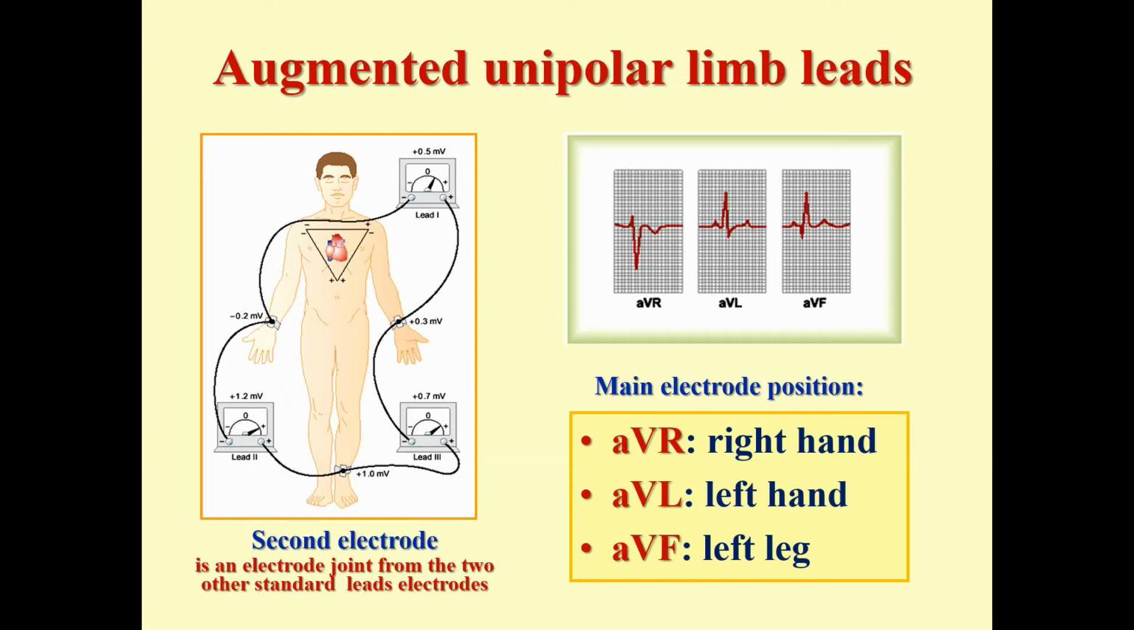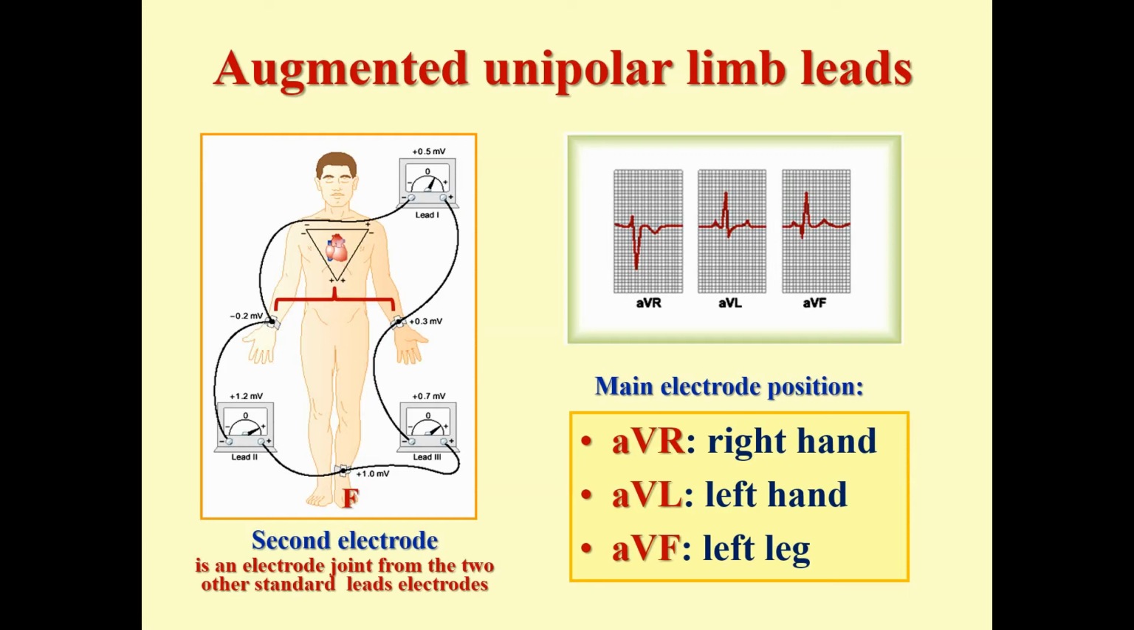The main electrode is on the left leg, the foot electrode, and the other two are connected. Notice that the axes of these leads are exactly perpendicular to the standard leads. For example, the AVF axis is perpendicular to the two upper electrodes, which make a horizontal line.